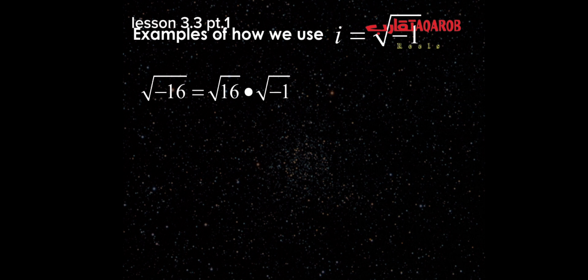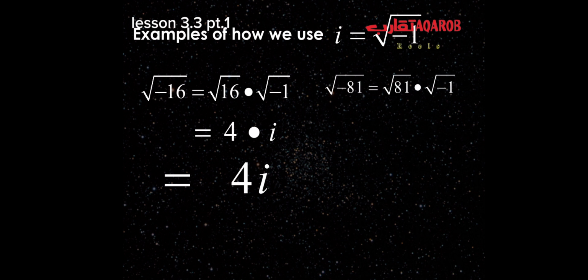In dealing with numbers, we can say that the square root of negative 16, before we used to say, has no real number solution. Yes, it has no real number solution, but there is an imaginary number solution for it. I can take the square root of negative 1 and say it's equal to i, then multiply it by the square root of 16, which is equal to 4. So the answer is 4i. And for the square root of negative 81, it's the same, equal to 9i.